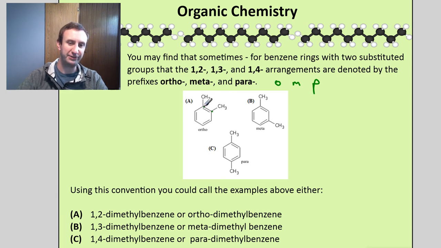If they're side by side, we call that ortho. If they're at positions 1 and 3, then it's meta. And if they're on opposite sides of the benzene, so it's 1 and 4, we call that para.